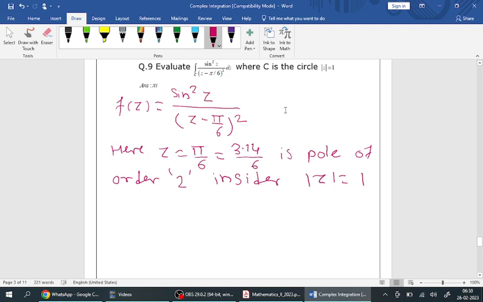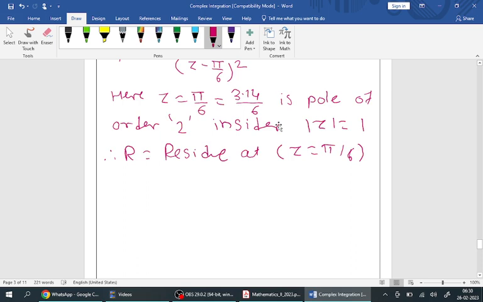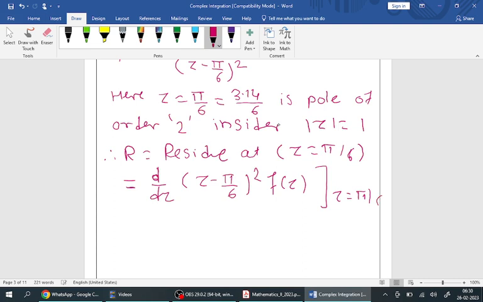The formula for the residue: R is the residue at z equal to pi by 6. So the formula is the (n minus 1)th derivative. Now it is a pole of order 2, so 1 upon (n minus 1) factorial, that is 1 upon 1 factorial, first derivative d by dz of the same factor (z minus pi by 6) whole square into f(z), at z equal to pi by 6. So this calculation we have to do.